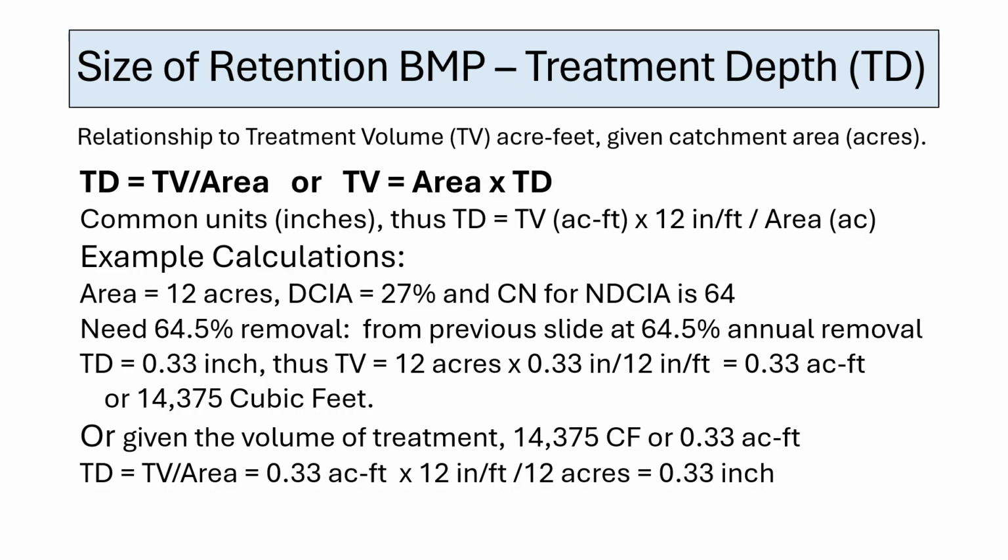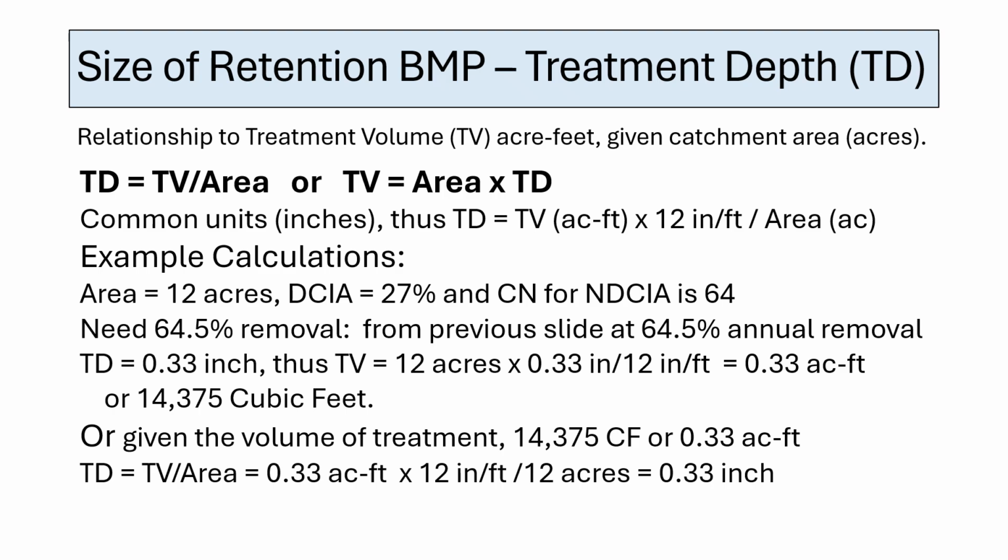Using that TD, we can calculate the necessary treatment volume. TV equals 12 acres multiplied by 0.33 inches, then divided by 12 inches per foot to convert back to feet. This gives us a treatment volume of 0.33 acre-feet, which is equivalent to 14,375 cubic feet.